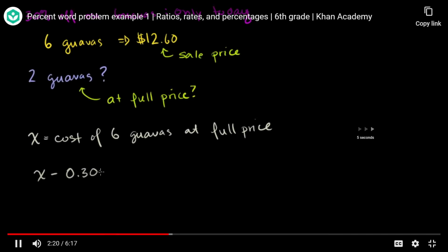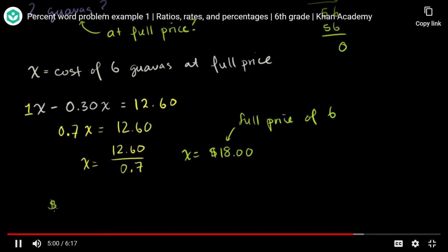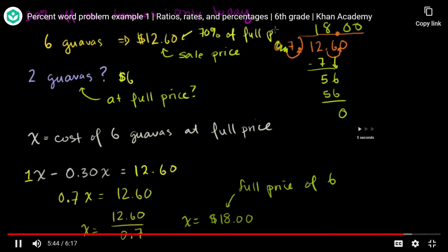So we have the full price. The sale price of 6 guavas is equal to $12.60, and that's equivalent to saying 70% of the full price.